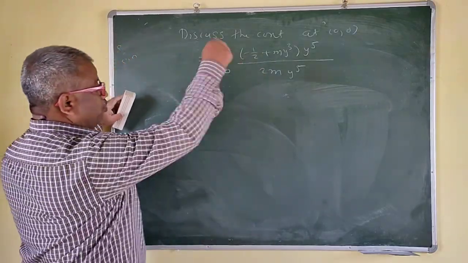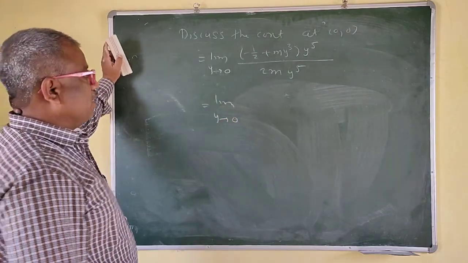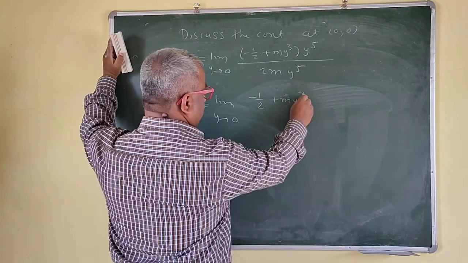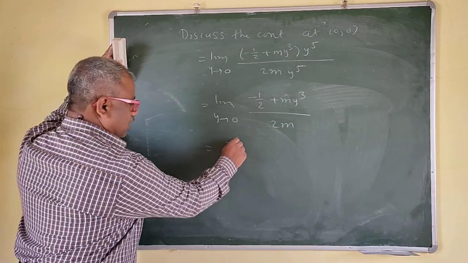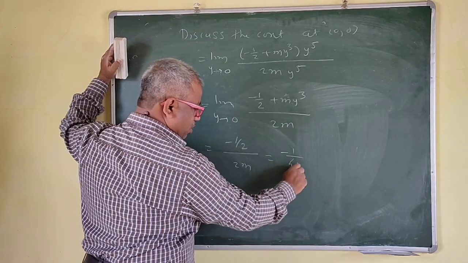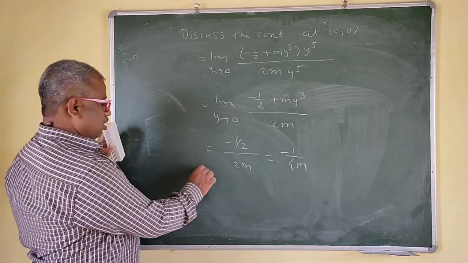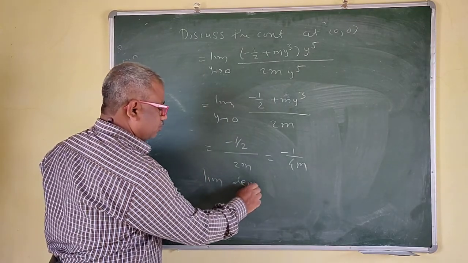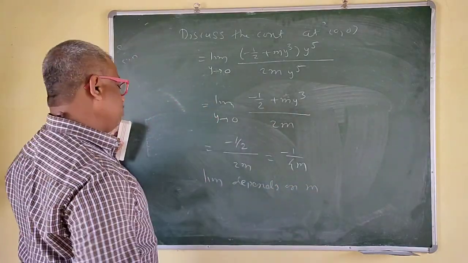y to the power 5, you can cancel this, and the value of the limit will depend on m then. Right? Y square gets cancelled. So this is minus half plus m y cube upon twice m. Now we put y is equal to 0. Then this is minus half upon twice m. So this is minus 1 upon 4m. Yes, we are through. So that means the limit depends on m. Limit depends on m.